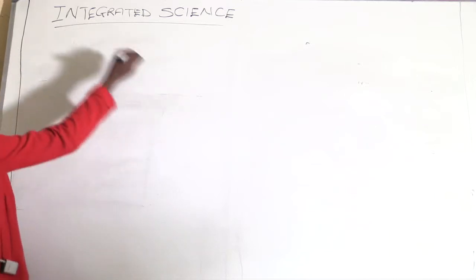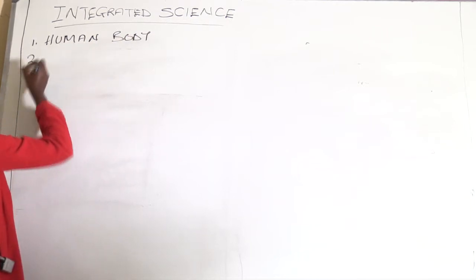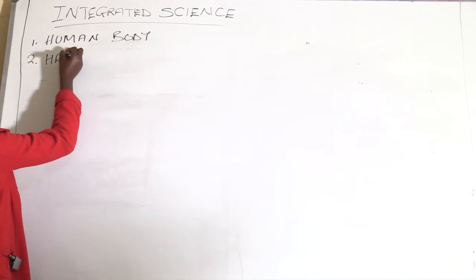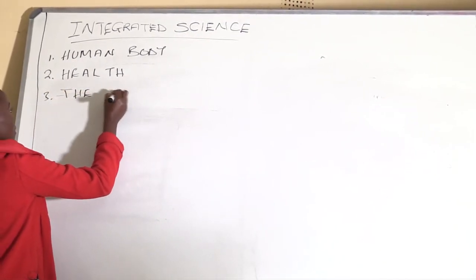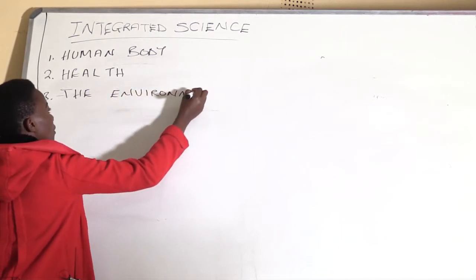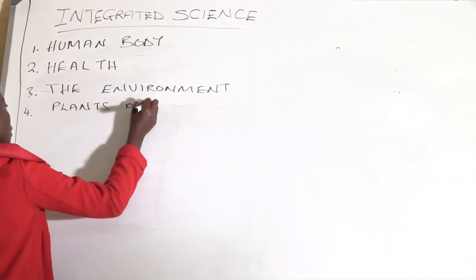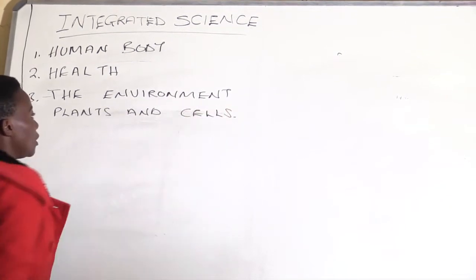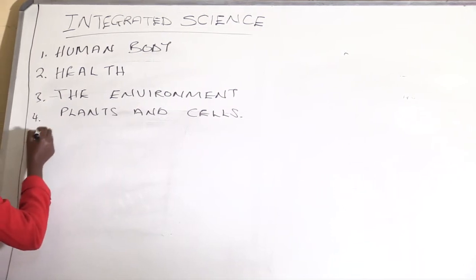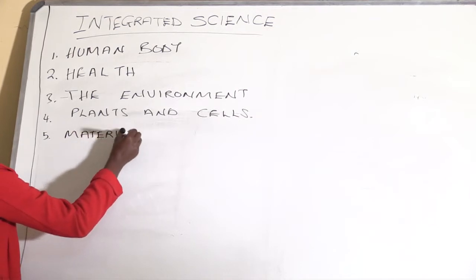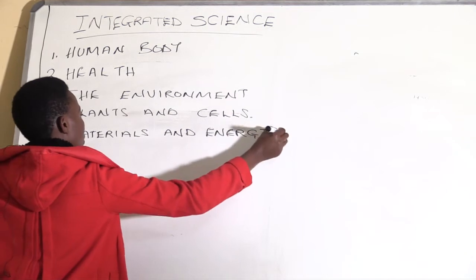So we've been looking at the topics human body, and topic 2 we looked at health. By now you should have looked at the environment, and also finished plants and animal cells. And looking at the time that we're in now, people must be doing materials and energy, or must have started. I'm sure some people have started, but we'll do a recap of materials and energy. This is the topic we are concentrating on today.